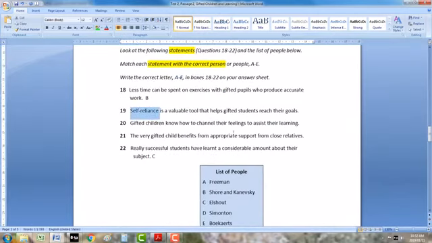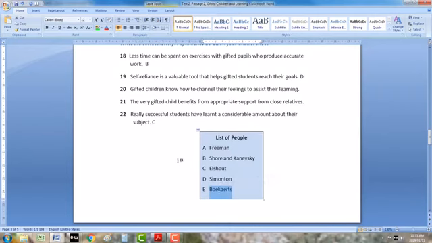Self-reliance, that means independence. Valuable tool, helps them reach their goals. How to channel their feelings. Close relatives. So it's definitely not 21, but it's not about feelings. This word self-reliance and independence. You rely on yourself, you depend on yourself. Rely and depend are very good synonyms that you must remember. So I would definitely go with that. 19 is Simonton. Gifted.